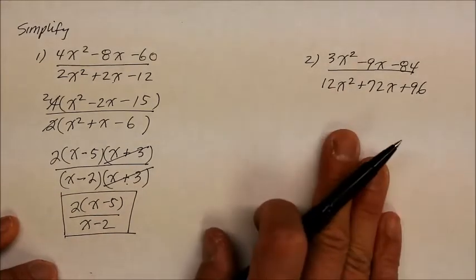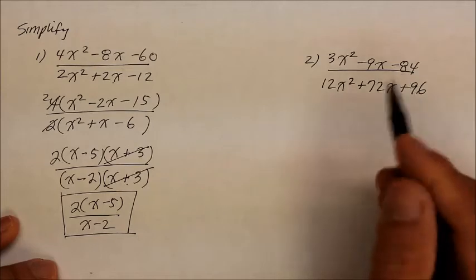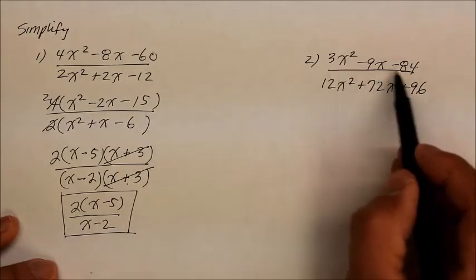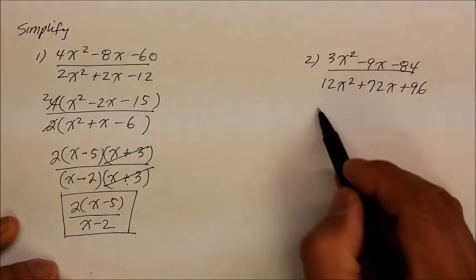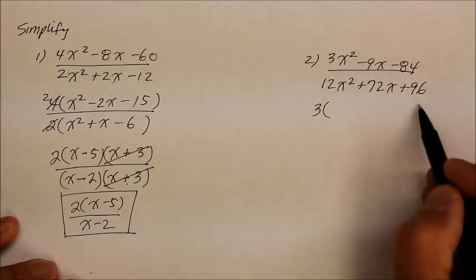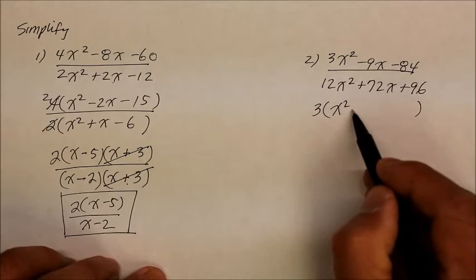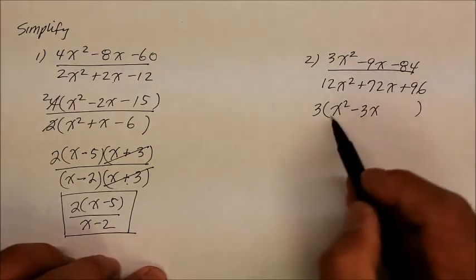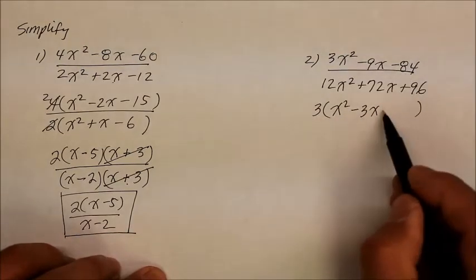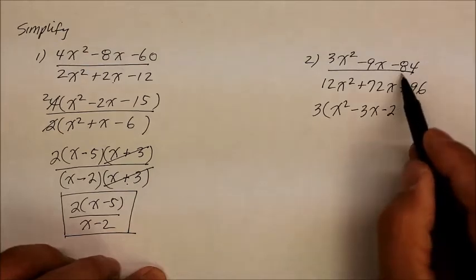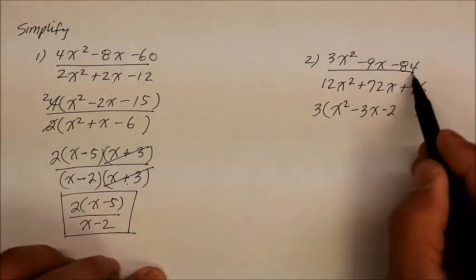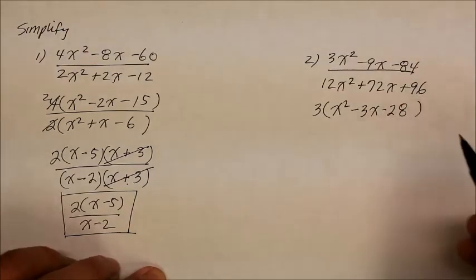And number 2? Now you notice the trinomial on top, they are all divisible by 3. So you factor out the 3 and determine what remains. Here you get x squared minus 3x. And 3 goes into 8 negative 2 times, leaving me 24. And 3 times 8 is 24.